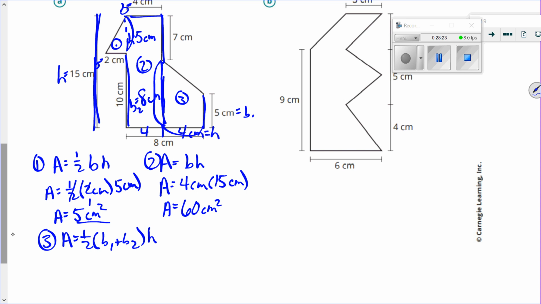So again, they're not going to give you all of the information in how you're dividing it up, but they will allow you to be able to get all the information. This is why this is difficult. You have to see it. You have to break it up.